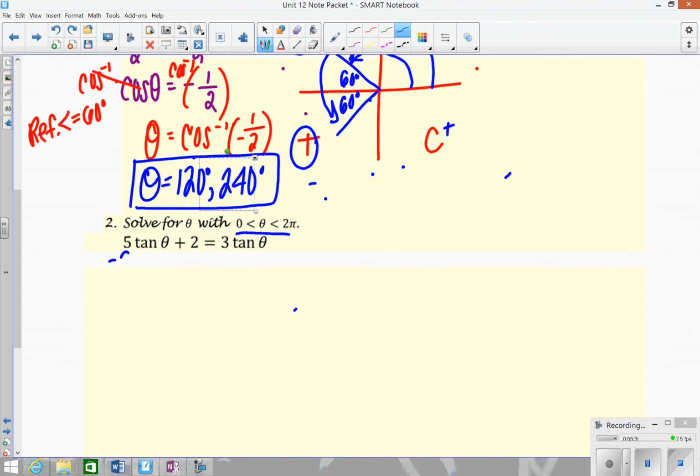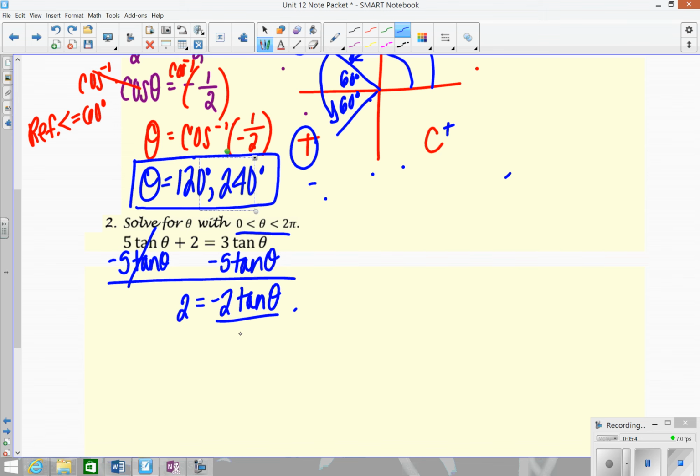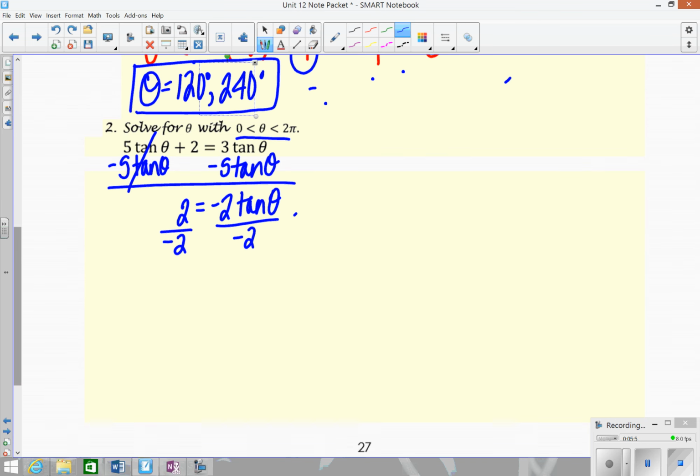So I'm going to start by subtracting 5 tan from both sides so that I can get the tans on one side. So those cancel. I have 2 equals negative 2 tan theta. And again, getting tan by itself, dividing both sides by negative 2. So we get negative 1 equals tan theta.